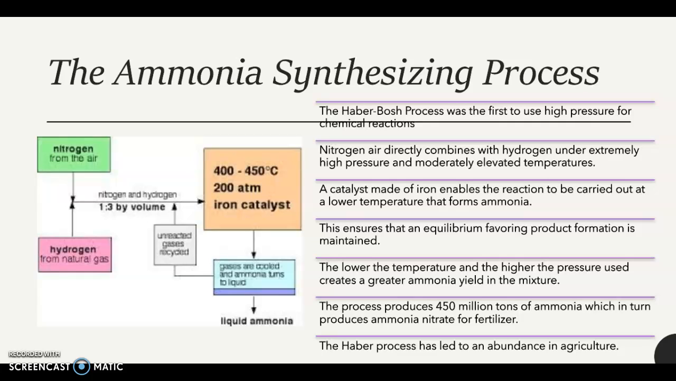This ensures that an equilibrium favoring product formation is maintained. The lower the temperature and the higher the pressure used, the greater the ammonia yield in the mixture. The process produces 450 million tons of ammonia, which in turn produces ammonium nitrate for fertilizer. The Haber process has led to an abundance in agriculture. So you see that the temperatures are usually between 400 and 450 degrees Celsius for the iron catalyst to be used to make the liquid ammonia.